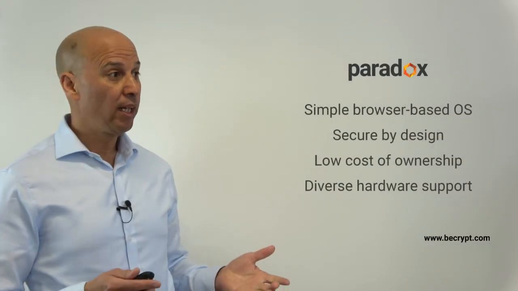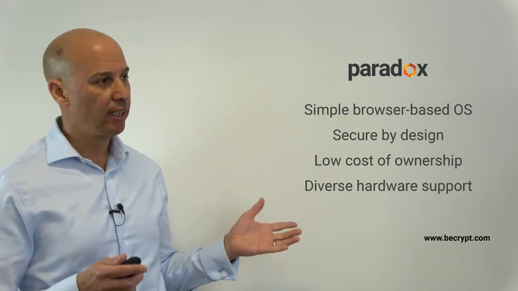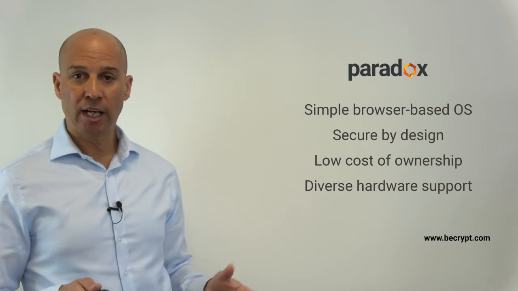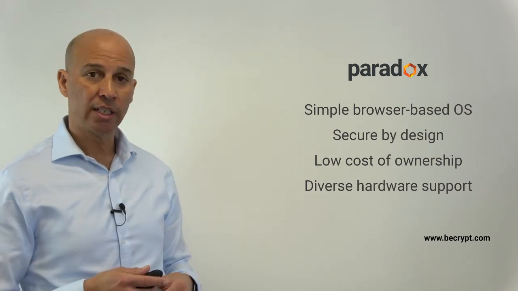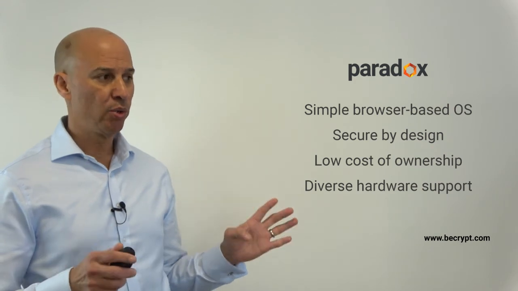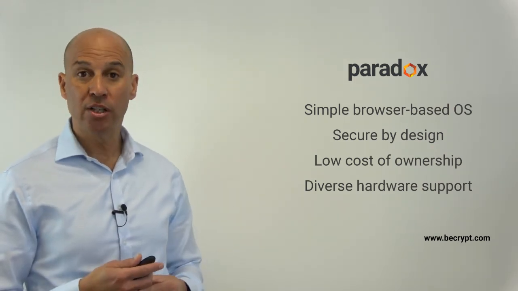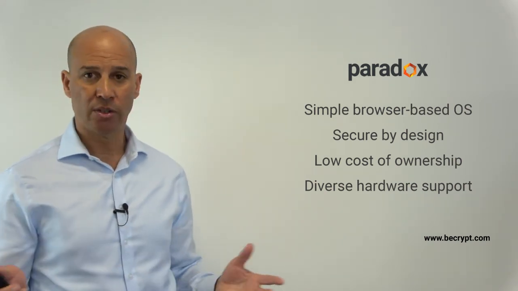So in summary, Paradox is a simple browser-based operating system for accessing online services. It's secure by design, having been developed in collaboration with UK government. It's got that intrinsic security architecture, but importantly ensures that the cost of ownership is low and that it's supporting a diverse array of hardware. So be that standard desktops, thin clients, or kiosks.